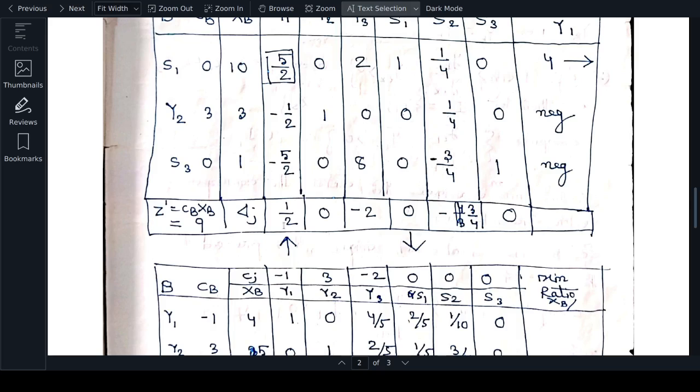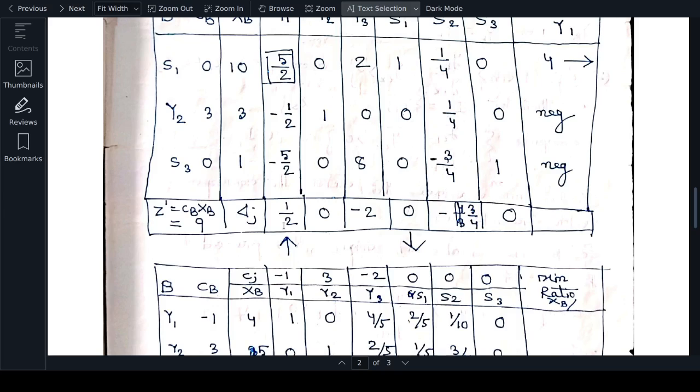Okay. So next one, you see, our outgoing vector in the column is S1. So S1 element will be placed in Y1, incoming vector means Y1. So Y1 element will be like 1 0 0. So I have written 1, then 0, 0.